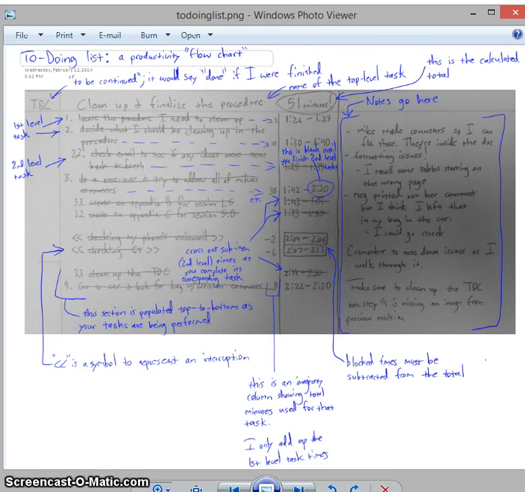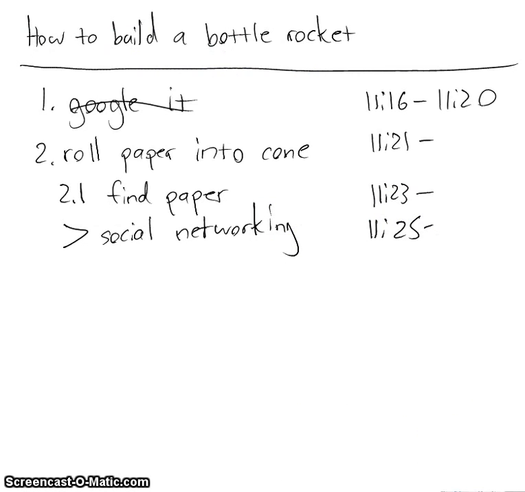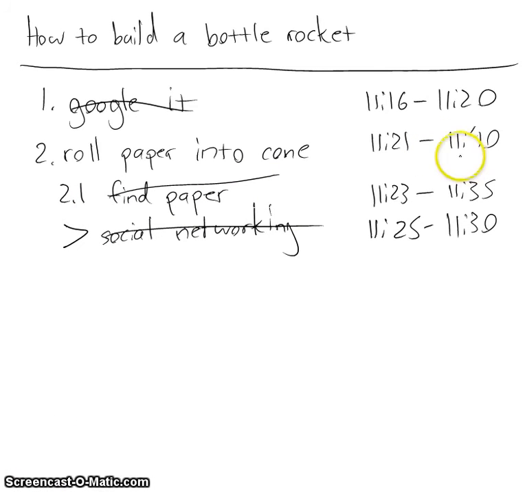Moving back to our example, our short example. We complete our social networking task at 11:30, resume finding paper, complete that at 11:35, and now we're rolling the paper into a cone. We can cross these other items out since we're done with them now. And we're rolling our paper into a cone now. We complete that roll paper into a cone at 11:40.